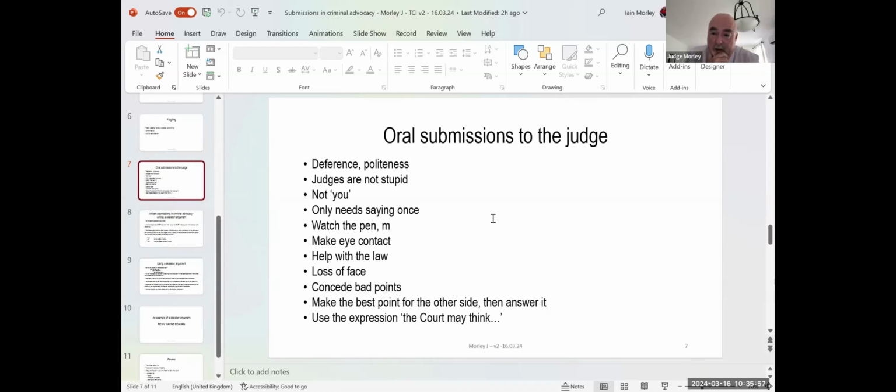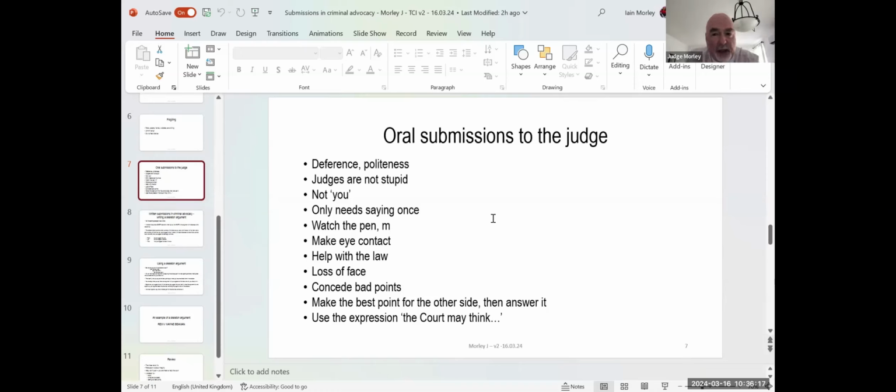So additionally, when addressing a judge, it's your lordship, your ladyship, your honor. It's not you. As you may all know, some advocates, particularly the youngsters, make a few mistakes about that. It gets a bit personal when you come out with the word you.